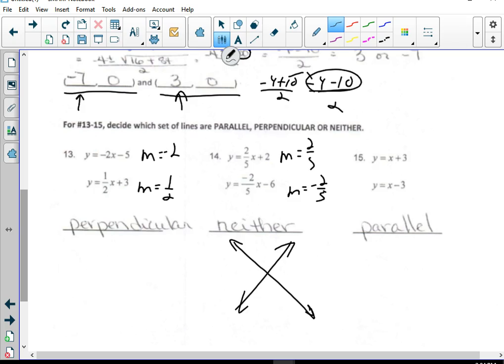Why is it, if I have one positive, one negative, why isn't it perpendicular? Because they're both 2 over 5. One of them would have to be 5 over 2, or negative 5 over 2. And then this one's pretty cut and dry. M equals 1, M equals 1, so they're parallel.